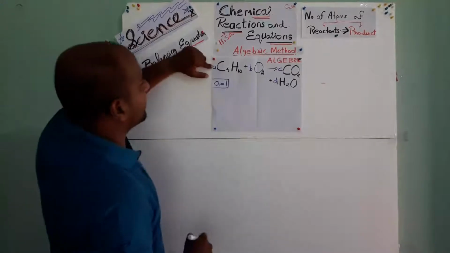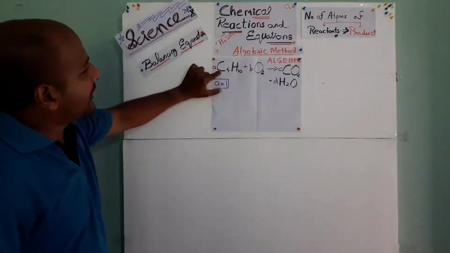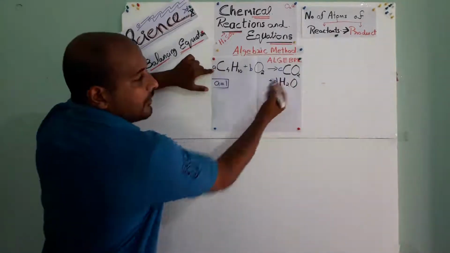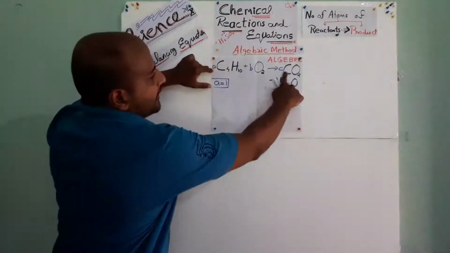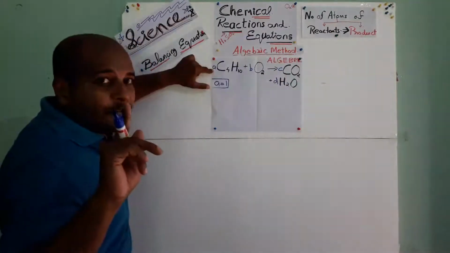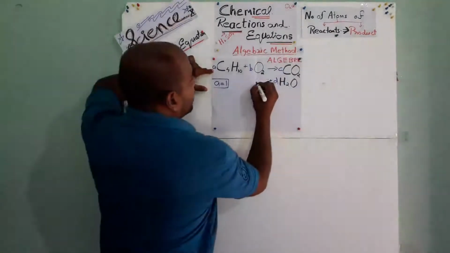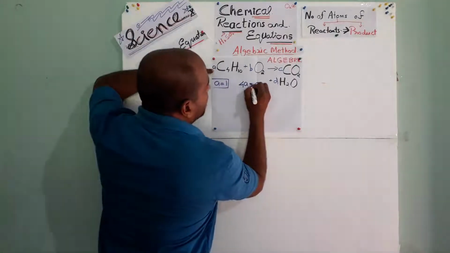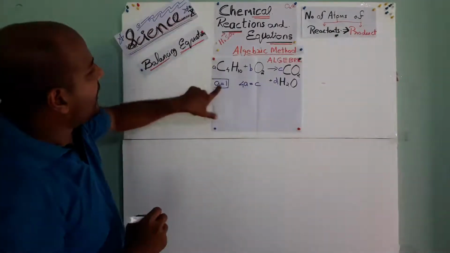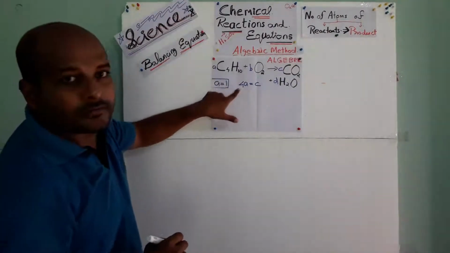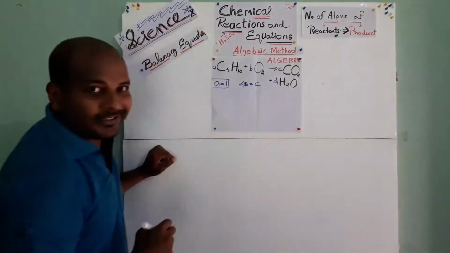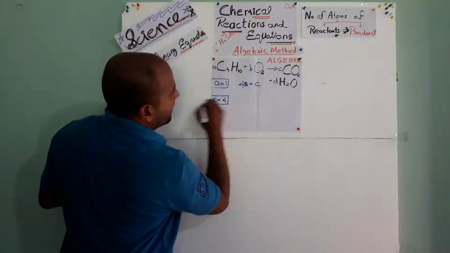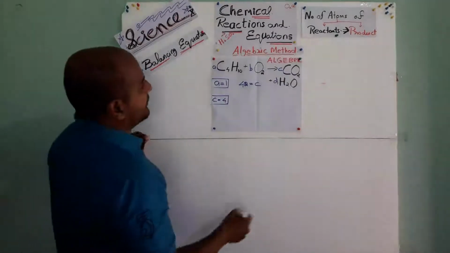Let's see. Here the value of A into carbon 4, that means 4A. Here carbon is what? 1. Here C is there. 1 carbon into C gives C. Here 4 carbon into A gives 4A. 4A is equal to C. So we have A is equal to 1. 1 into 4 is absolutely 4. So we get another value: C is equal to 4. Isn't it? Understanding?